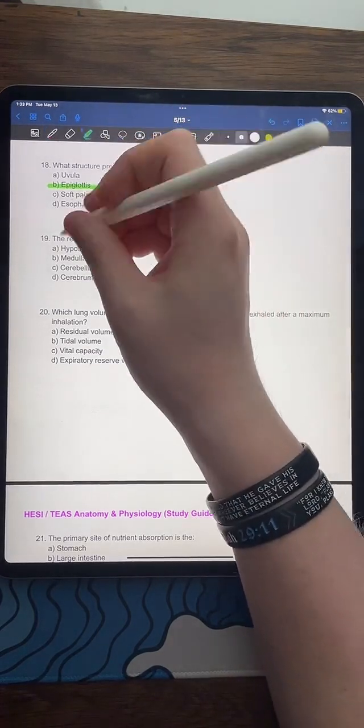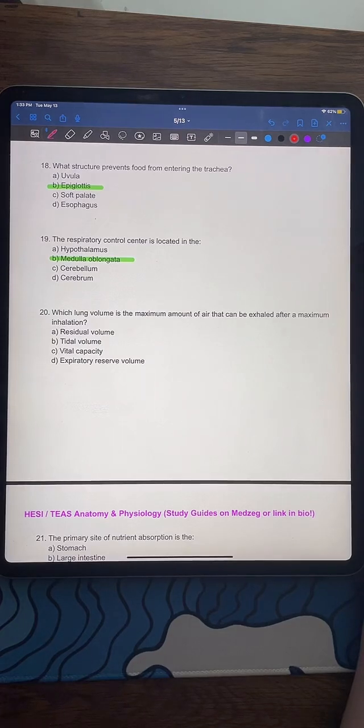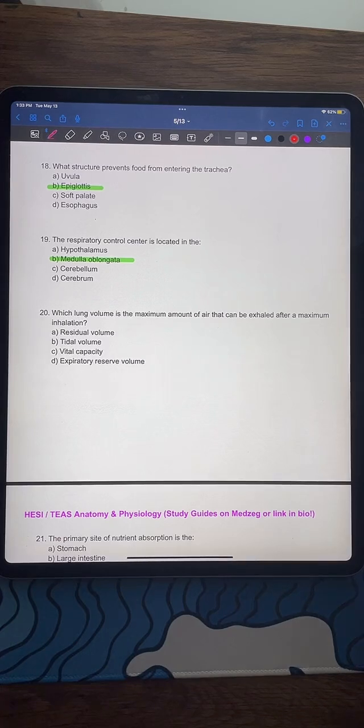The answer is B. It is the medulla oblongata. So the respiratory control center is located in the medulla oblongata. The medulla oblongata is a structure in the brain that is going to regulate our breathing rate and our rhythm, so our autonomic functions. The hypothalamus is going to regulate body temperature and emotions and hormones a bit. Cerebellum is going to control our coordination, and the cerebrum is mostly involved in our higher thinking.